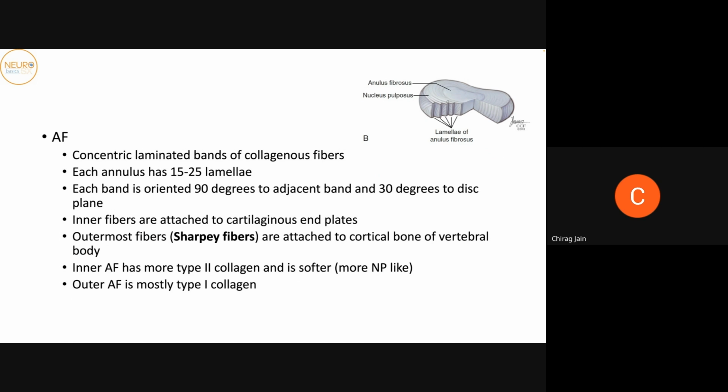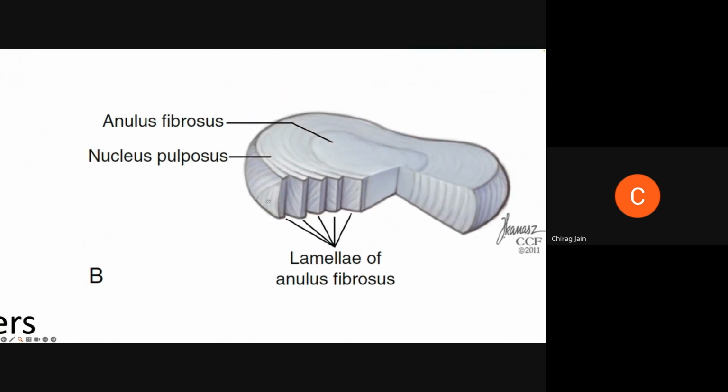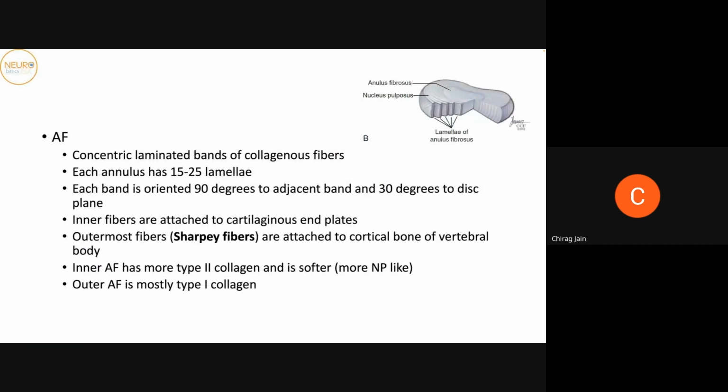And these are made up of basically concentric laminated bands of collagenous fibers. As you can see over here, these are all the bands. There's one band here, one band here, one band here, one band here. Now, all these bands have fibers which are oriented in different directions. And for each band, the orientation is basically at a 90-degree angle to the previous band. So each annulus has about 15 to 20 of such lamellae, and each band is oriented 90 degrees to the adjacent band and about 30 degrees to the disc plane.